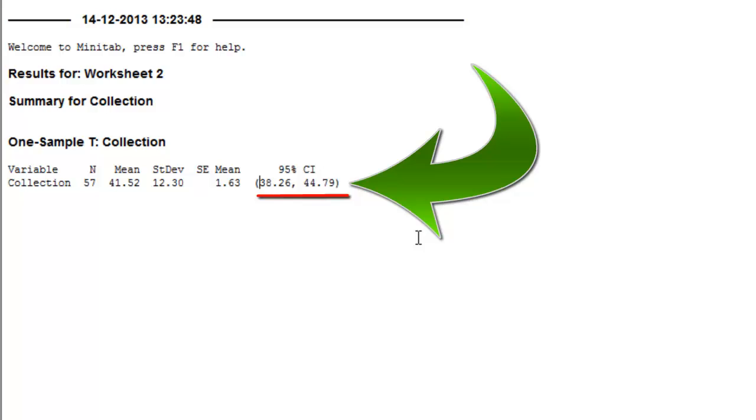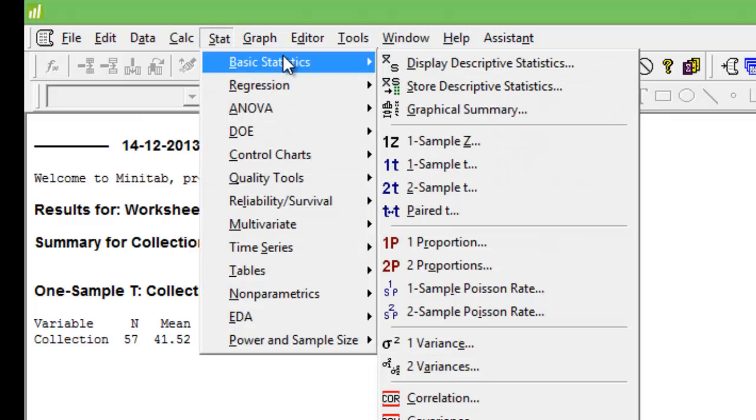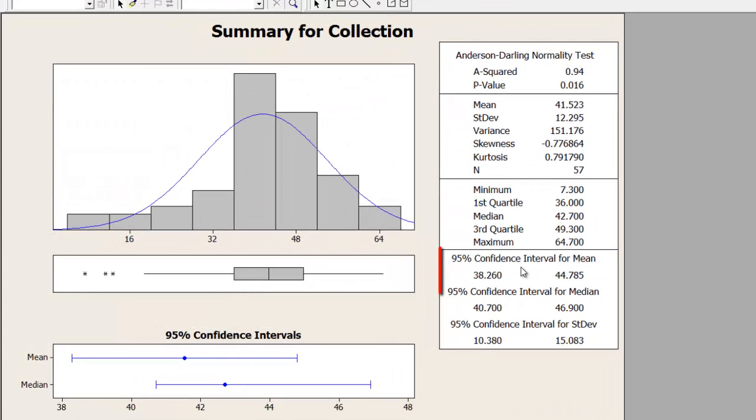However, while doing a Six Sigma project, if you were to use this to set up your goal statement, you must remember that the goal must exceed the confidence interval. So in order to define the goal, you must have a goal statement greater than 44.79. The same CI will also be published using the graphical summary. If you see here, it is publishing for you the confidence interval of mean and the confidence interval of median. You could use these to baseline your mean and median.